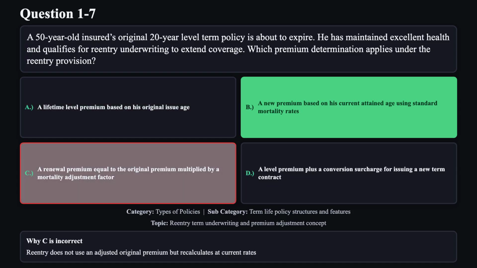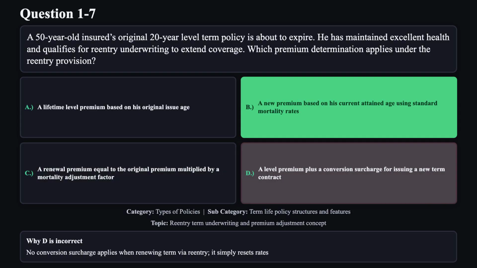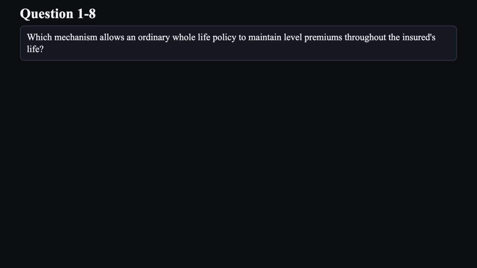Reason C is not correct. Re-entry does not use an adjusted original premium, but recalculates at current rates. Reason D is not correct. No conversion surcharge applies when renewing term via re-entry. It simply resets rates. Question 8.